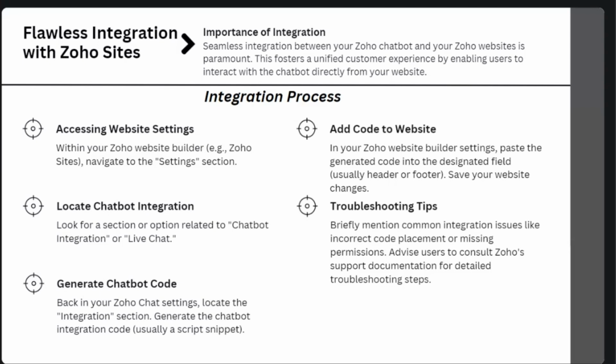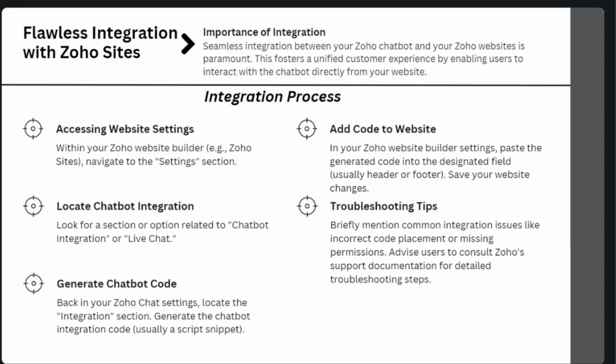The main points of an integration process are accessing website settings. Within your Zoho website builder, you can navigate through the settings section. Locate your chatbot integration. Look for a section or option related to chatbot integration or live chat. Generate chatbot code back in your Zoho chat settings. Locate the integration section. Generate the chatbot integration code. That is usually in JavaScript format.